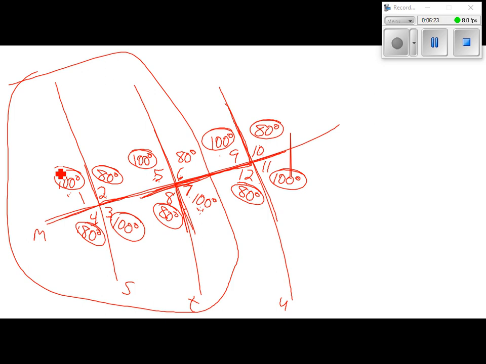Like if I go back and answer question 7, they say angle 9. What's angle 9? Well, angle 9 is right here, so the answer number 7 is 100 degrees. And then you can fill in 8, 9, 10, 11, 12 for that.